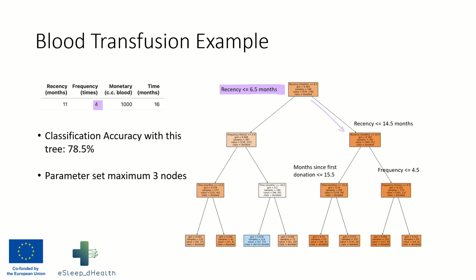So I'm just showing you now how a decision would be made within this tree. Then we would look at the recency again and follow now the left side of the tree. Then we would check the number of months since the first donation, which is 16. And this is why we would follow along this side of the branch, and then we would end up in our terminal node, which is the final decision.